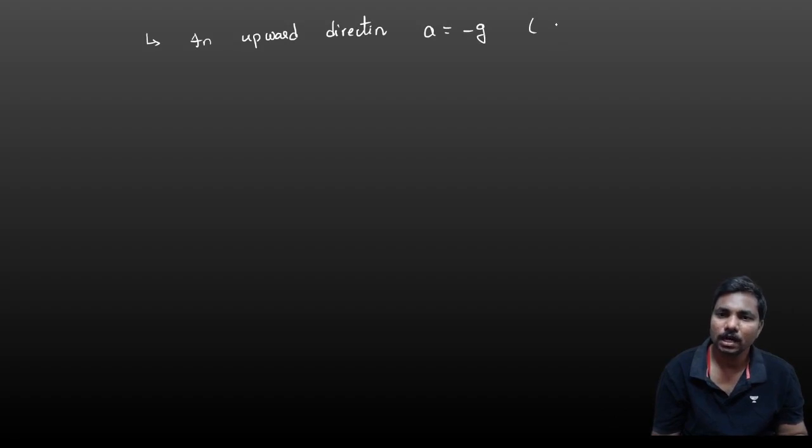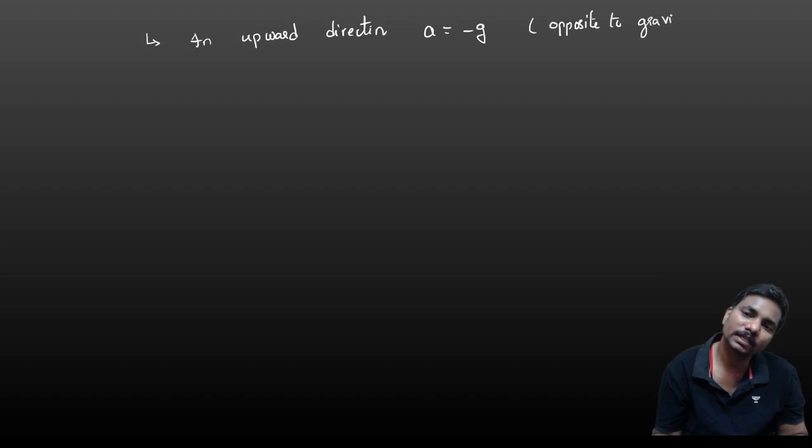And in the upward direction, acceleration a is taken as minus g. Why? Because here the acceleration is opposite to gravity.